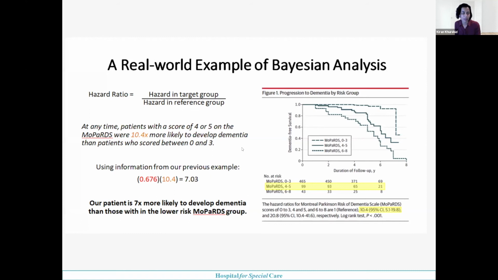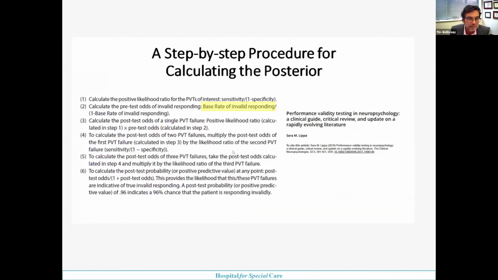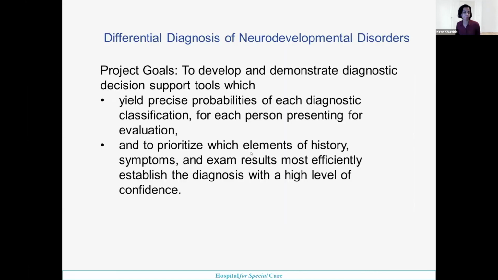Does that kind of make sense? I want to make sure that makes sense to everybody, because I kind of flew through it. Okay. And this is just a procedure to calculate the posterior. Okay, thank you.